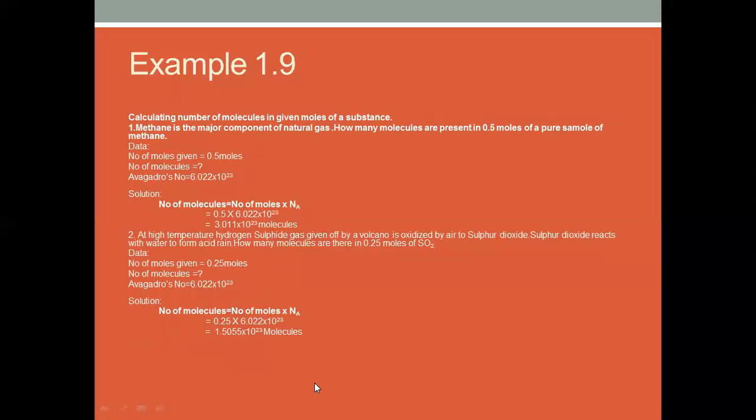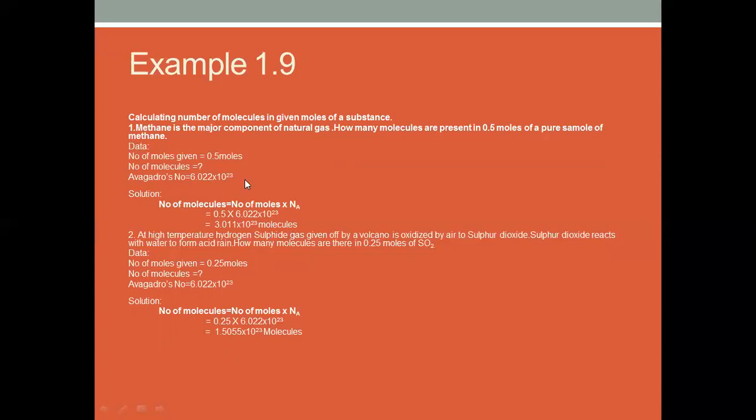Example 1.9 is calculating number of molecules in given moles of a substance. The calculation of number of atoms and calculation of number of molecules are totally same, formula is same, method is same. The only difference is instead of number of atoms, you have to write number of molecules. And the answer definitely, instead of atoms, you will write molecules.